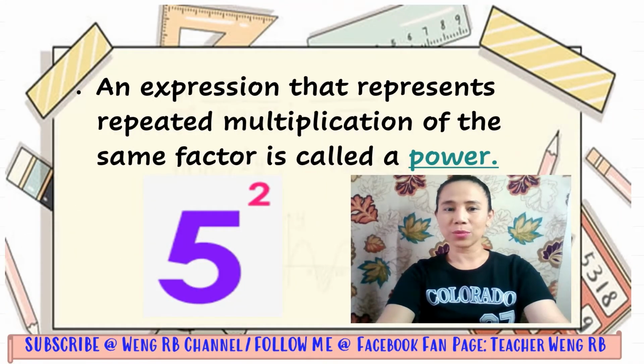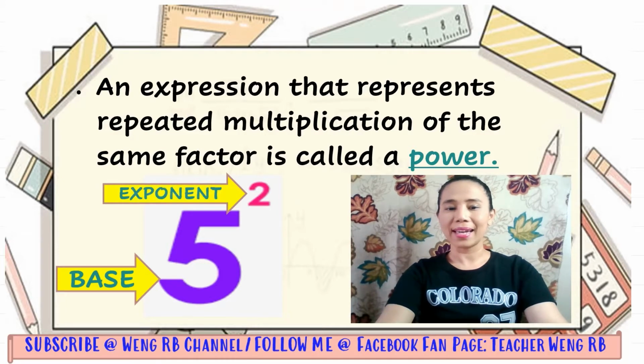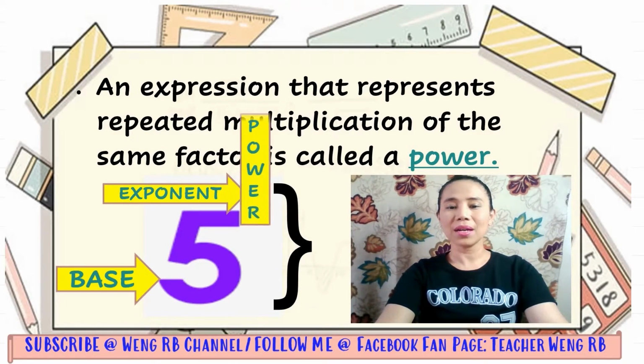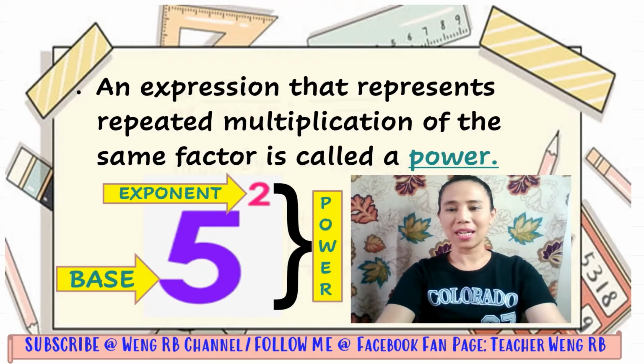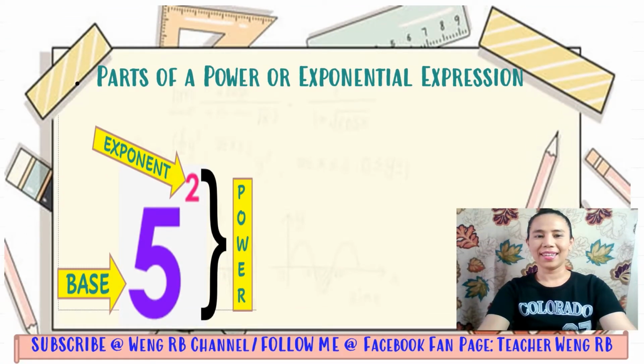An expression that represents repeated multiplication of the same factor is called a power. In algebra, we call this an exponential expression. This consists of the base and exponent, or we call it index, and if you put them together, we call it a power or exponential expression. So remember that the parts of a power or exponential expression are base and exponent. And if we have this base and exponent together, we call it a power or exponential expression.